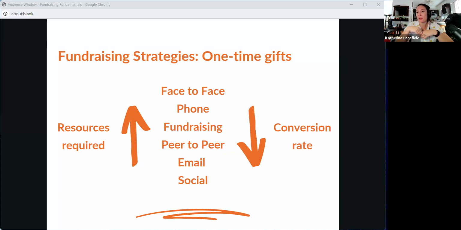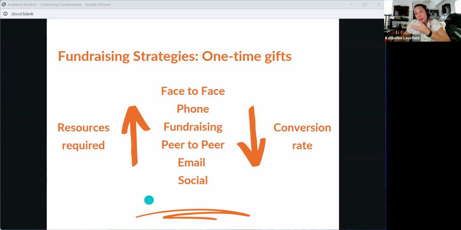The next one is email, of course. A lot of nonprofits do it. Once again, it really depends on the quality of the contacts that you have with these email subscribers. If it's just a random list of people, your conversion rate is probably going to be a bit lower, unless you have really amazing storytelling, which is very possible. But of course, as we're going down, it becomes less and less personal and more wide scale. So the conversion rate, as you see here with this little arrow, tends to go down the less personal it is.